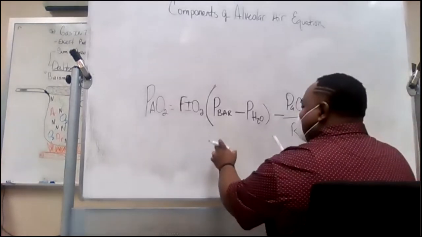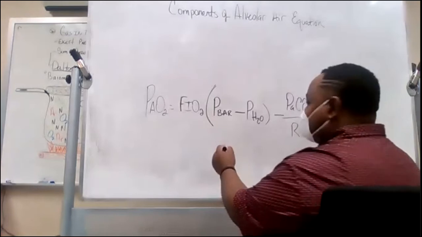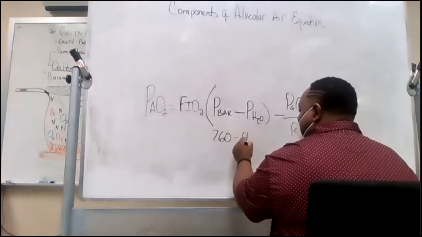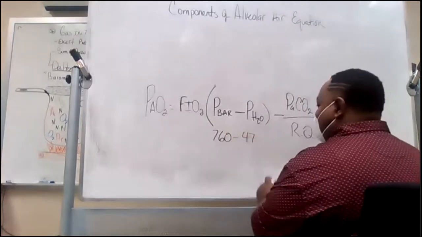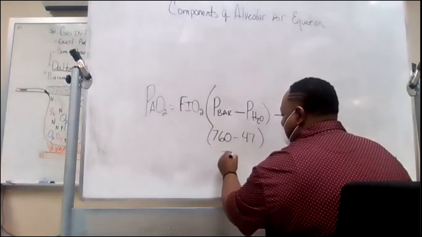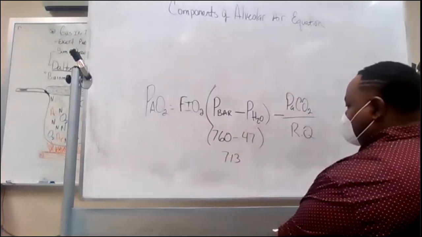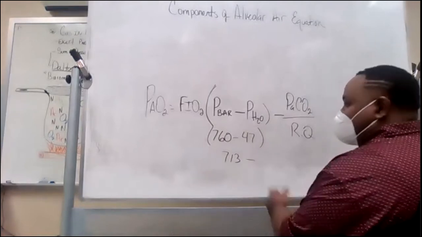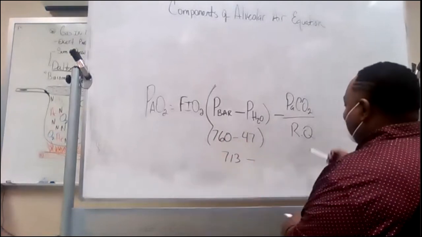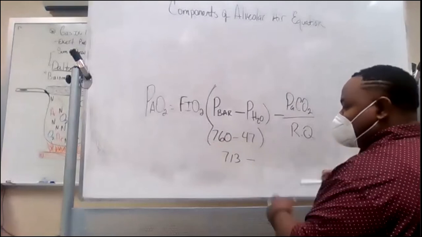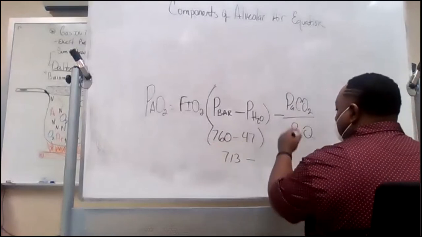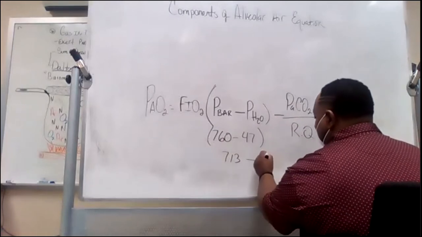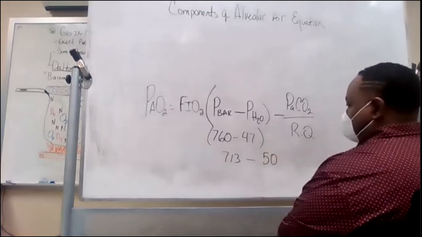At a barometric pressure of 760, I can subtract 47 millimeters of mercury of water from that, which will leave me about 713. Also, I want to get rid of the CO2. So if we have a normal CO2 of 40 divided by 0.8, what is that? 50.